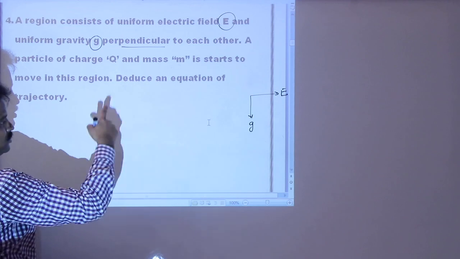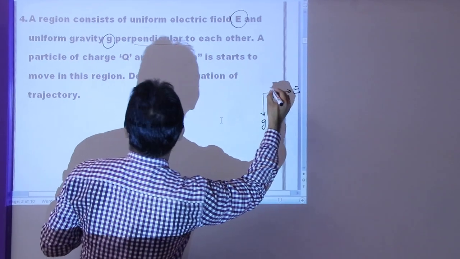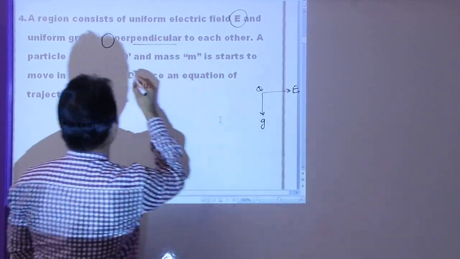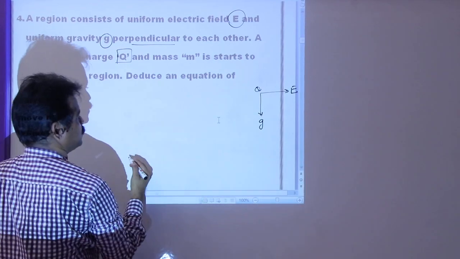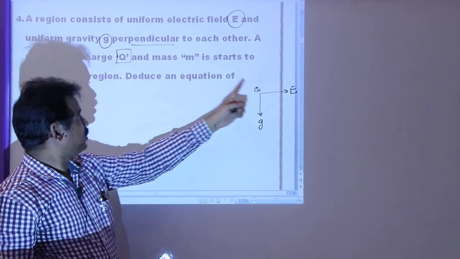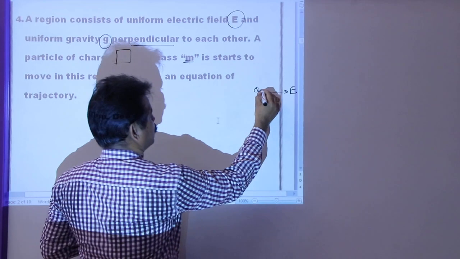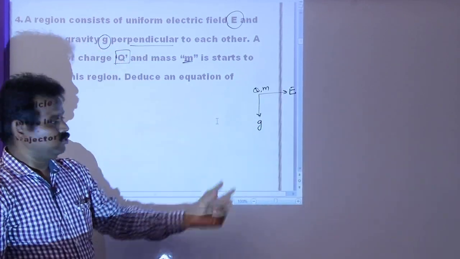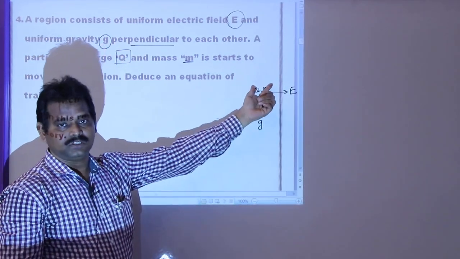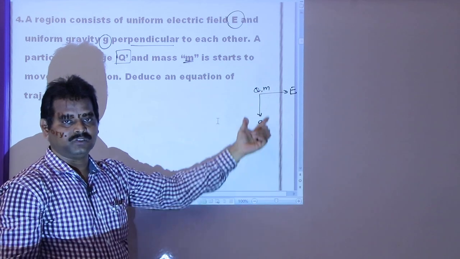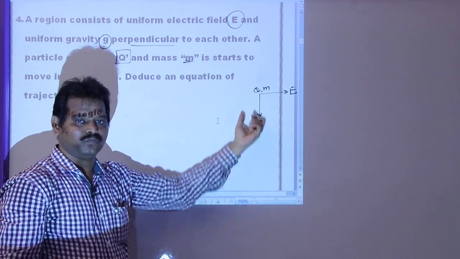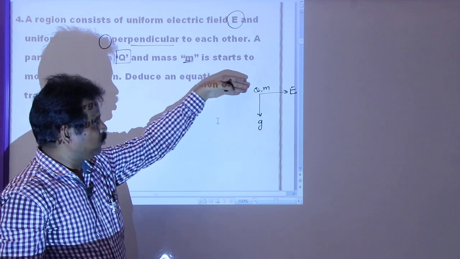Now, what is the force acting? Let us say one charge is placed here. Let the charge be Q. This is the charge Q that is placed. Now, it has some mass also. So Q comma M. Due to gravitational force, this charged particle will experience a force vertically downward, that is the gravitational pull of the earth.